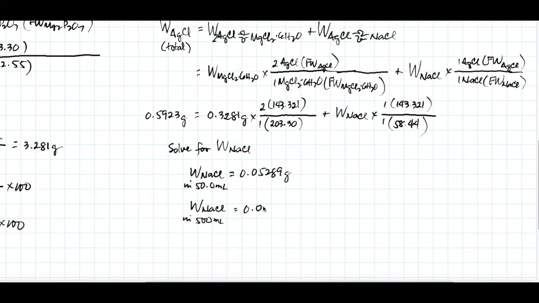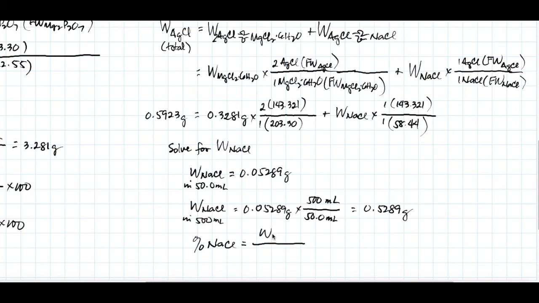So this is equal to 0.05289 grams times, of course, this weight should be 10 times greater than the weight of sodium chloride in 50 ml. So this is 500 ml over 50 ml. That will be equal to 0.5289 grams. Then finally, percent sodium chloride will be equal to weight sodium chloride over weight the sample times 100.